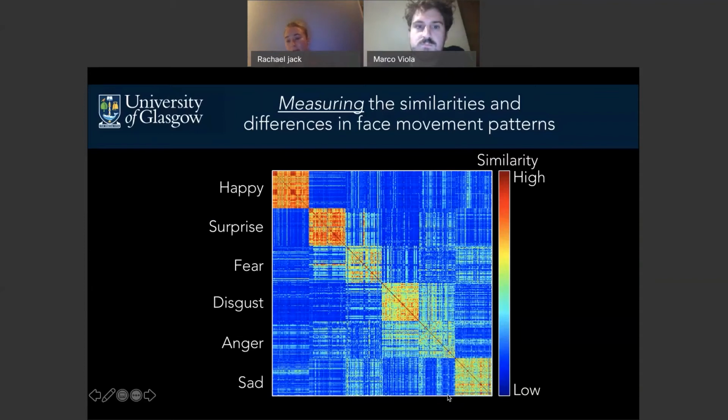However, this particular approach gives a global measure, which is great, but it doesn't tell you how they're similar. So we might find some dissimilarities between disgust and anger, but it doesn't tell us how, which action units are common.